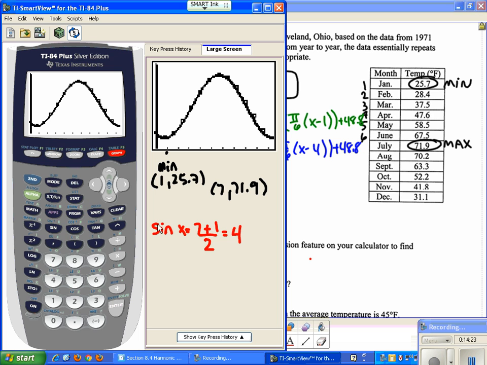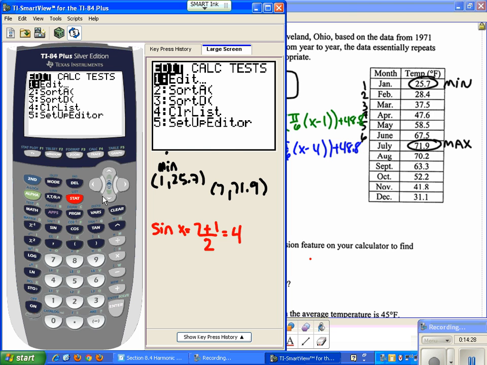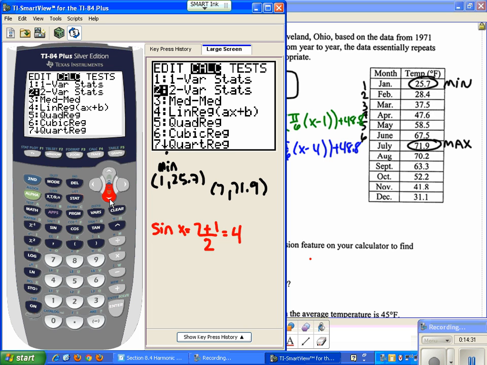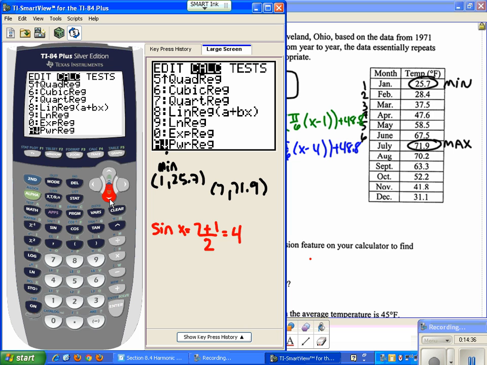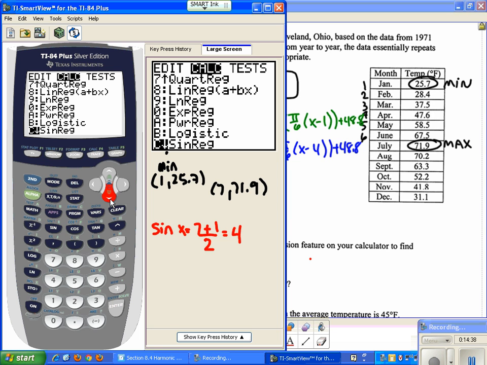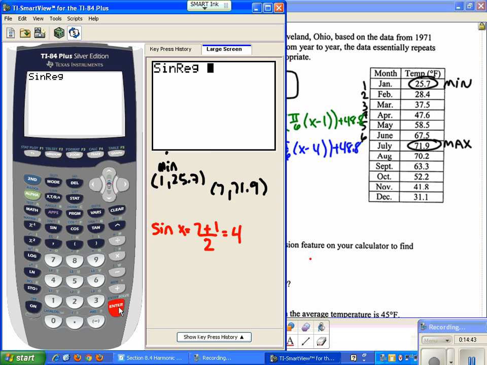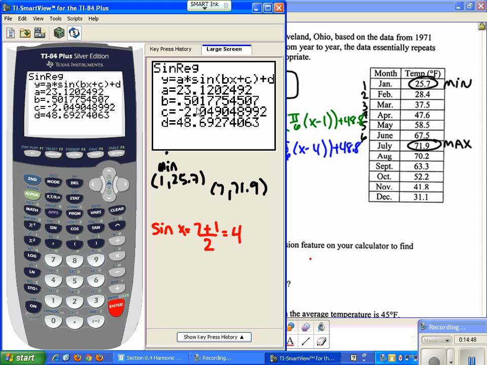So for this, there is a sine regression feature. I'm going to quit out of here and go to stat. If you go to calculate, and if you go all the way down, right here, it says sine regression. So if I hit enter, and then I hit enter, it's going to come up with the equation that I just did. And notice that when they do this equation for your calculator, they're not factoring out that b value, they're leaving it in. So our phase shift looks a little bit different.